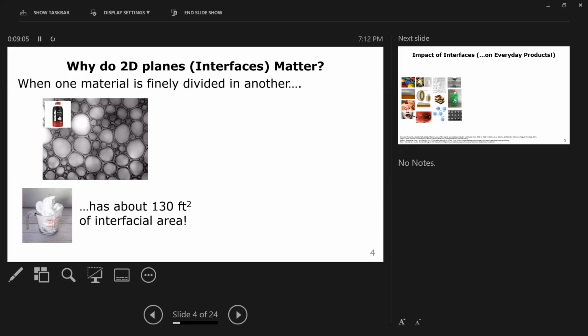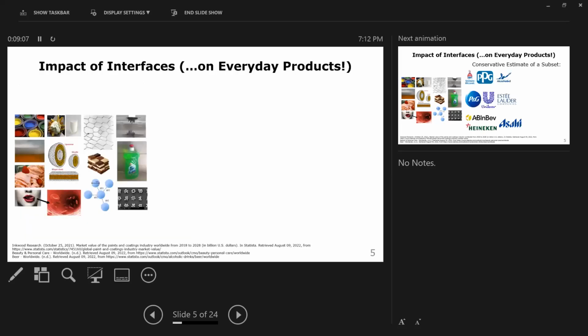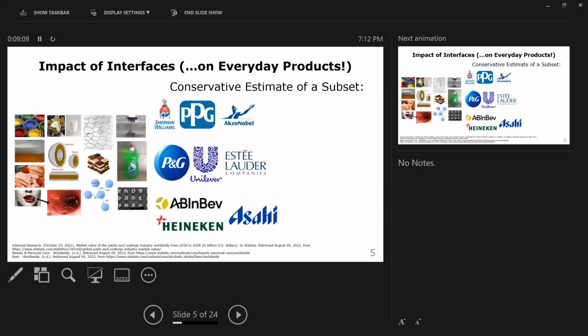Okay, so you use things every day. Again, why does this matter? I know we're kind of down the street from Sherwin-Williams. Lubrizol is not far away. But just a conservative estimate of a subset of three industries: coatings industry, consumer products industry, and beer industry. How much do you think globally the coatings market is? No, sorry, total money.